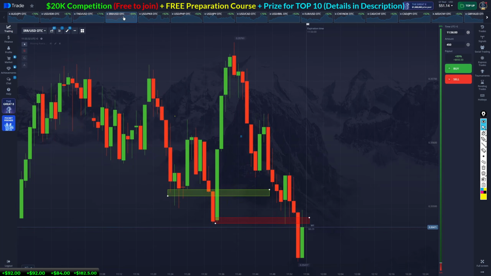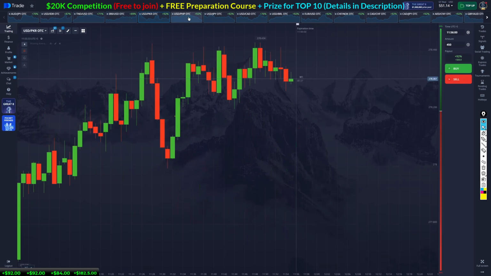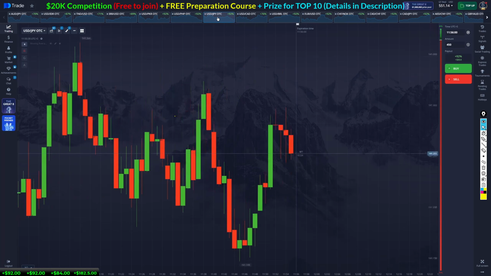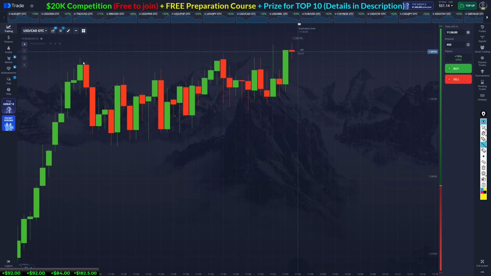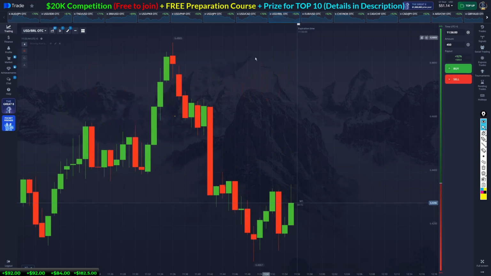And again, this is super risky. Do not try this at home. Always put 3% maximum of your account. If you have a $100 account, put $3, okay? Until you gain enough experience to be able to flip and compound.